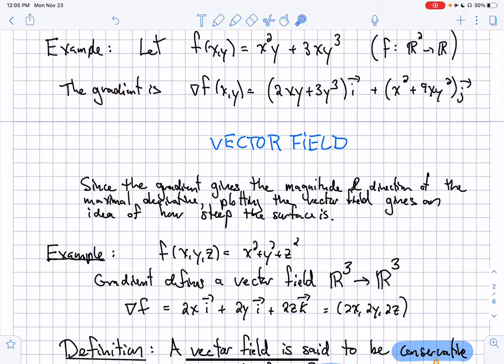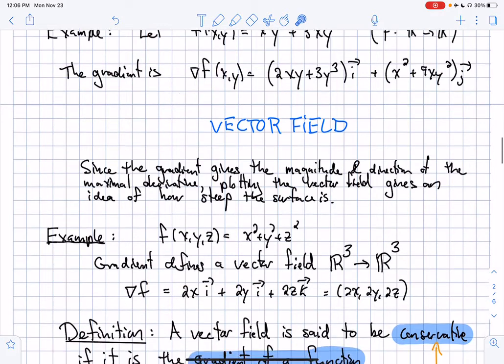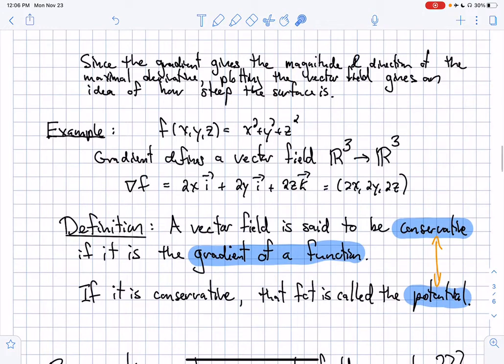All right. So question: is every vector field actually the gradient of a function? The answer is no. Those vector fields are special, and they're called conservative. So a vector field is said to be conservative whenever it's the gradient of a function. And if it is conservative, then that function for which it is a gradient is called the potential. And that's obviously a physics terminology.